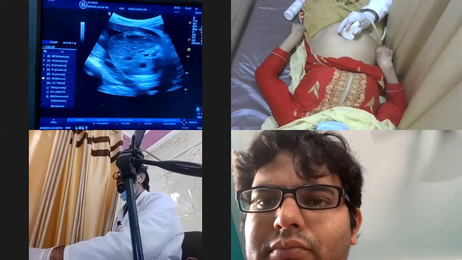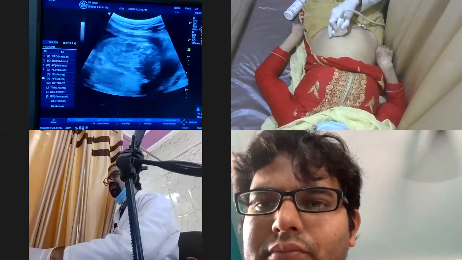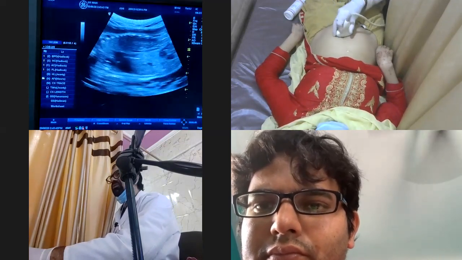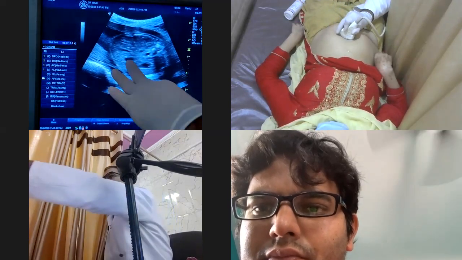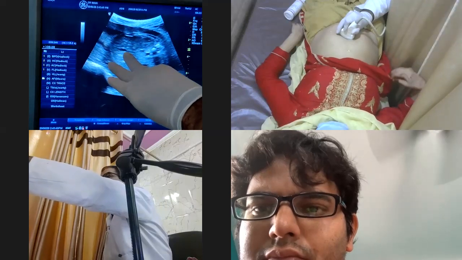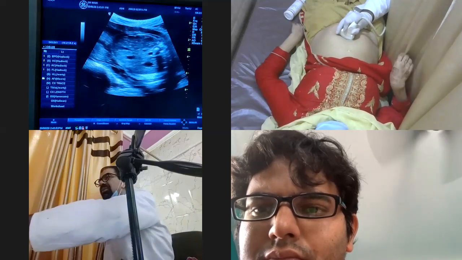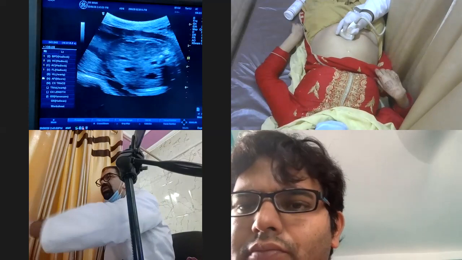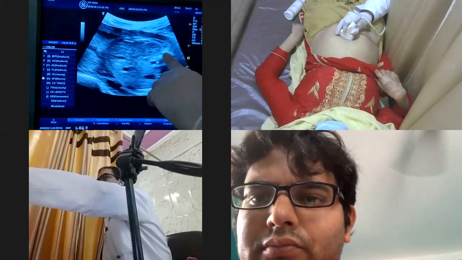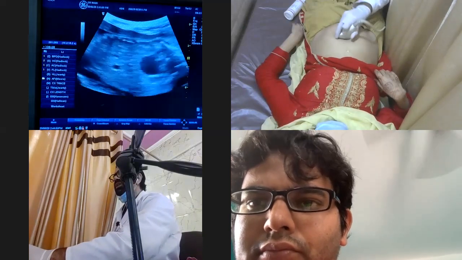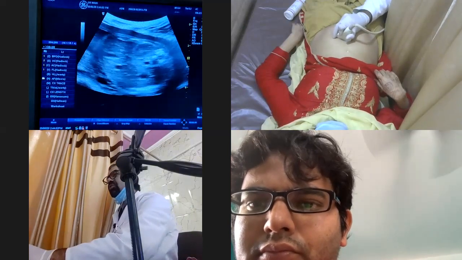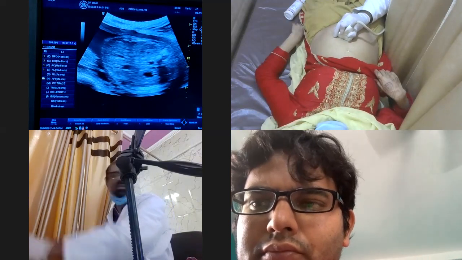Again, demonstrating to you the proper section. This is the stomach bubble, and this is the portal vein over here. So I see here both the stomach as well as the portal vein. This is the portal vein over here. These are the three ossification centers coming from the spine. So this is the appropriate section for the abdominal circumference.